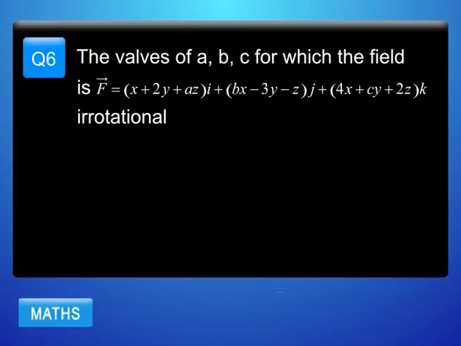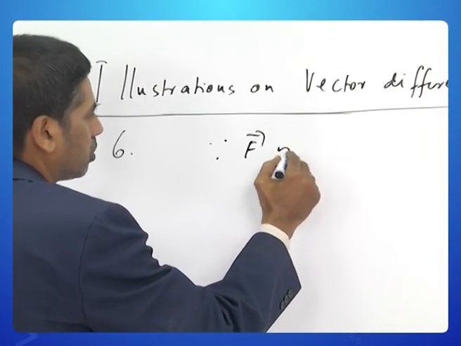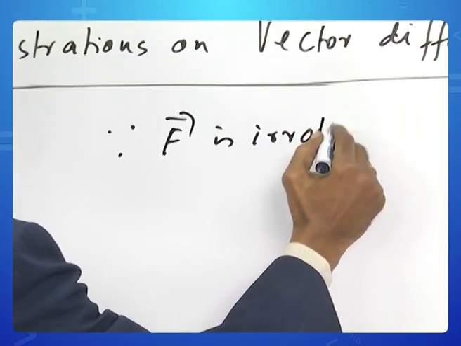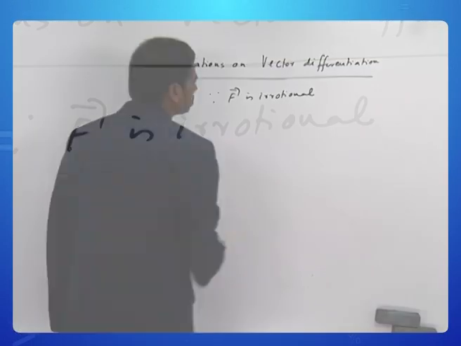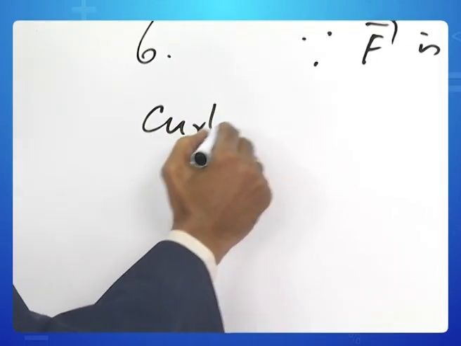Question number 6. What are the values of the scalars a, b and c for which the field F bar is equal to (x plus 2y plus az) i plus (bx minus 3y minus z) j plus (4x plus cy plus 2z) k is irrotational? So according to this, since F is irrotational, curl F is equal to 0.